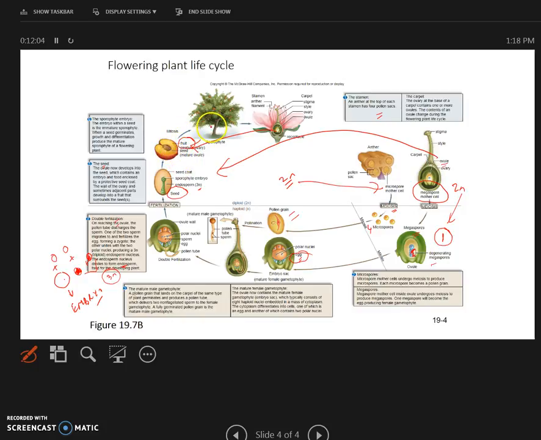So now when the seed germinates, of course, you're going to have again the mature sporophyte, the flowering plant, and it'll produce flowers, and the life cycle will continue.